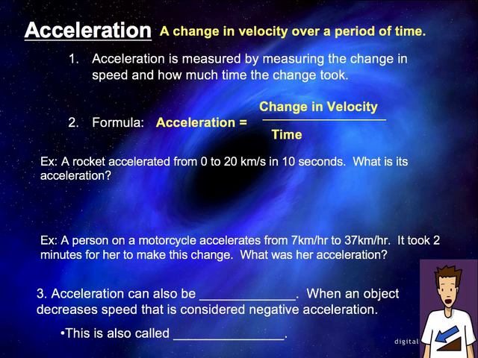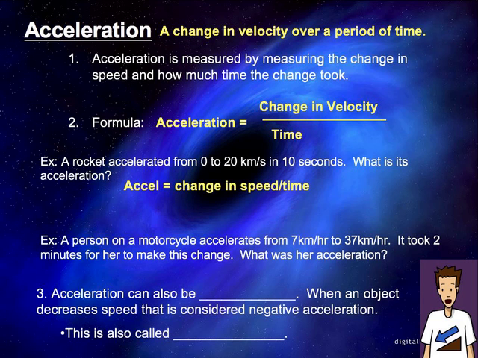So if a rocket goes from 0 to 20 kilometers per second in 10 seconds, what's its acceleration? Don't look at your paper if you can't help it. Michaela? What is the rocket's acceleration in this example? But you said the definition. Yusuf? 2 kilometers per second. 2 kilometers per second per second. Or we often say per second squared.